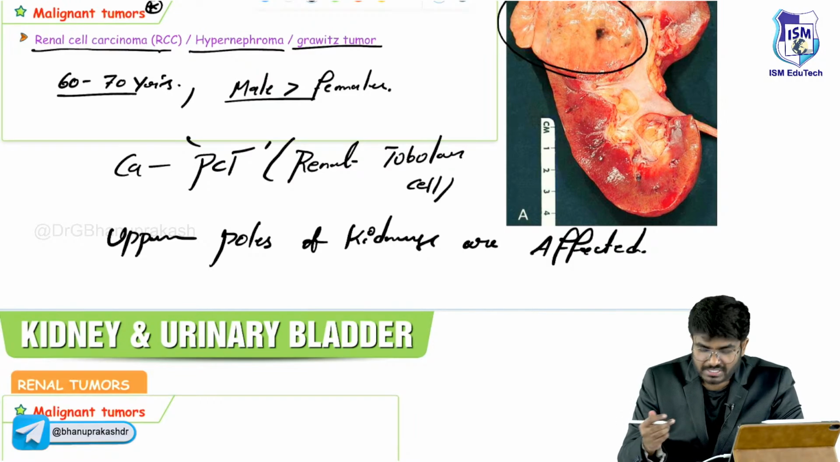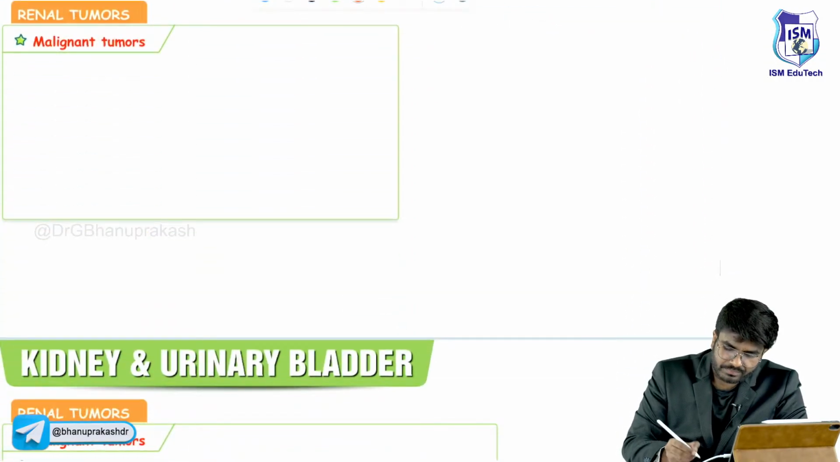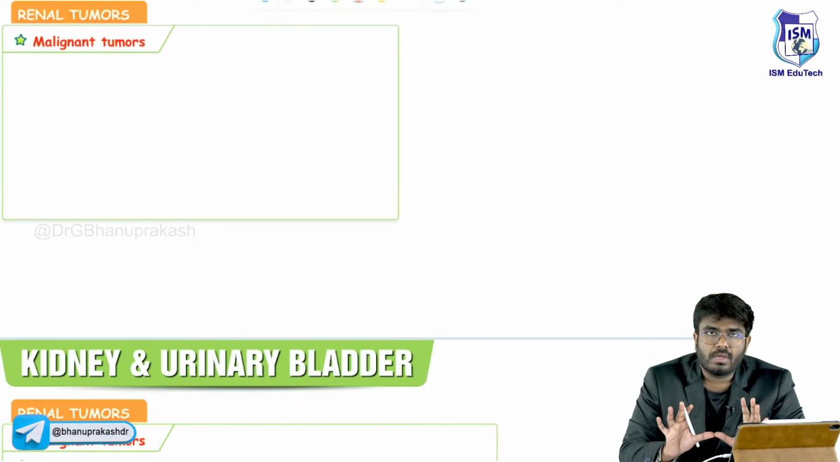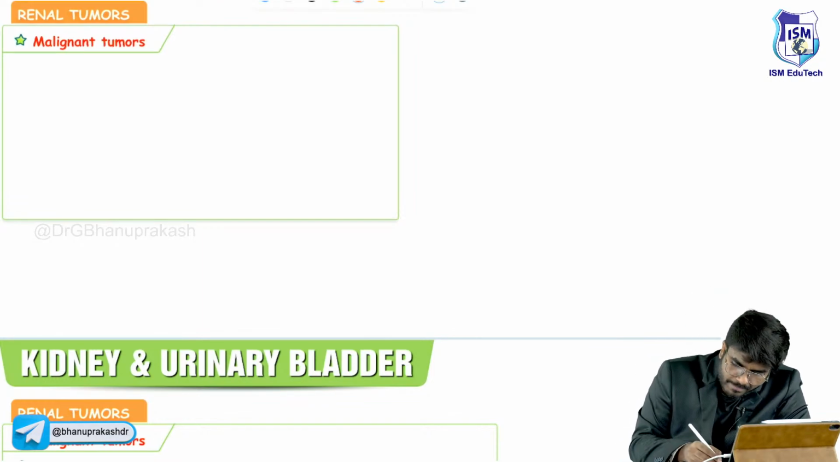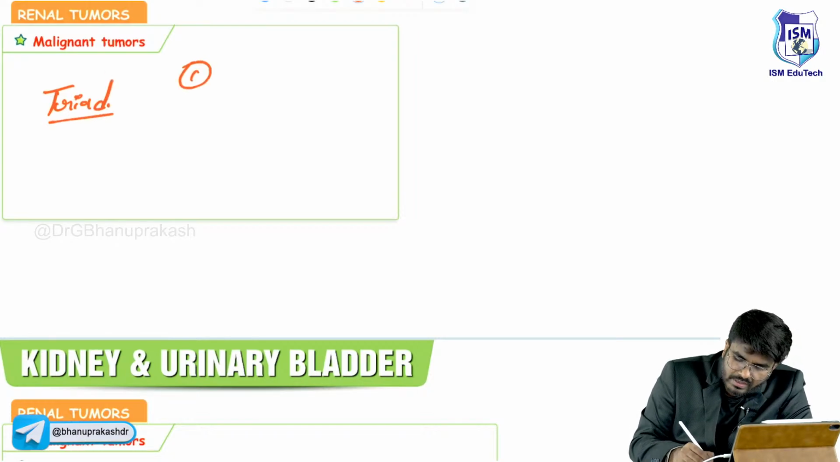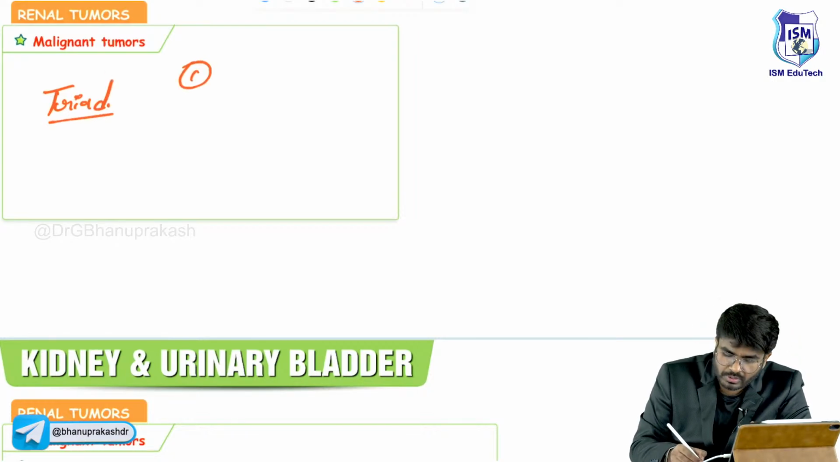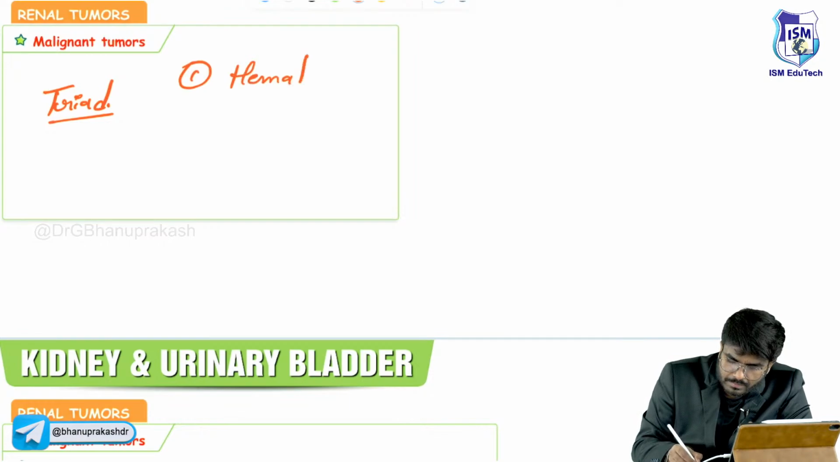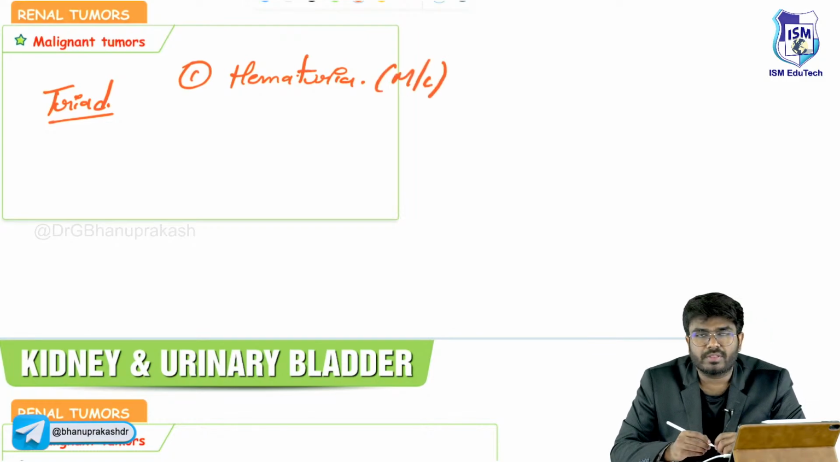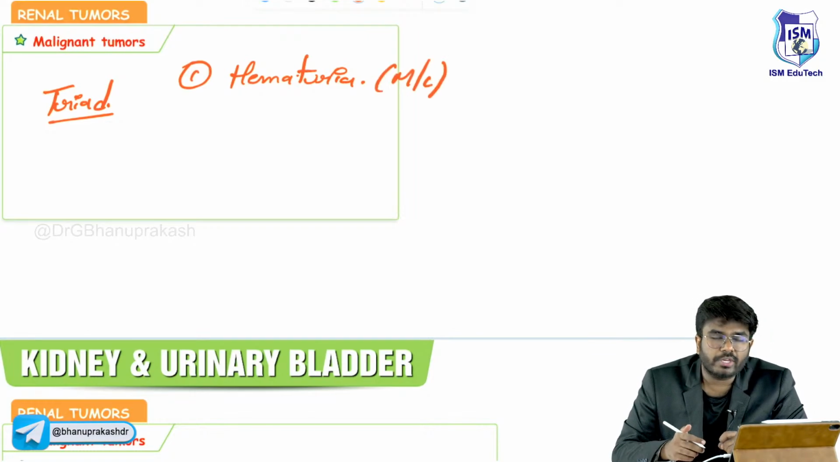Now, imagine there is a patient who is having this renal cell carcinoma. What is the triad of symptoms that is going to be seen? The first symptom is going to be hematuria. That's the most common, blood coming out in the urine because of this tumor.